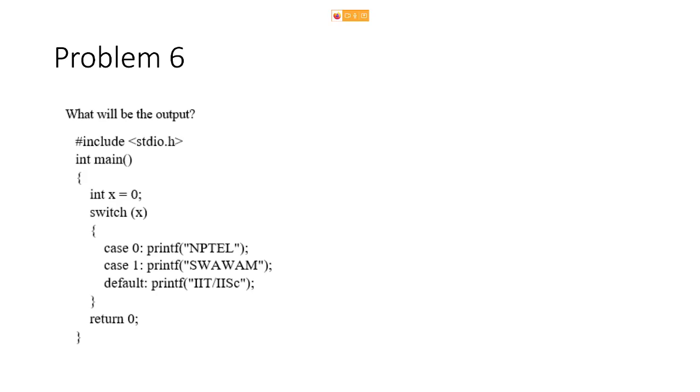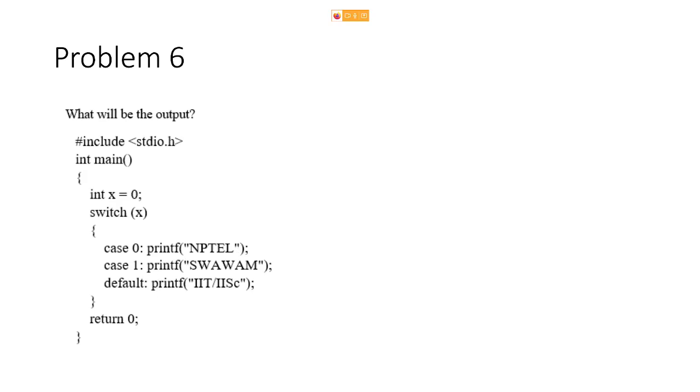So what happens in the switch statement? Here x is initialized to 0, then we are switching on x. So x is 0, so we go to case 0 and we print the value NPTEL. But in switches, if you reach a case and after that case there is no break, since there is no break statement after this printf, it is going to execute all of the statements serially.